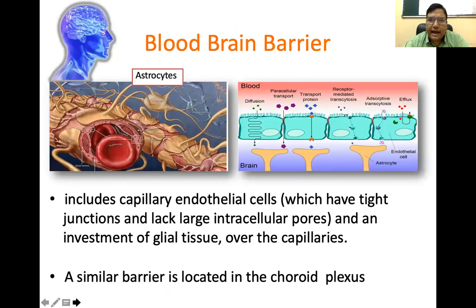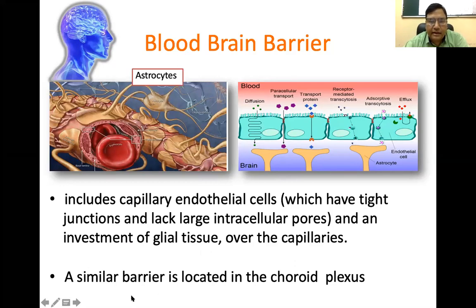I have talked about the blood-brain barrier. It is the astrocytes which lay a layer around the endothelium. The endothelium also has tight junctions. So the blood-brain barrier comprises capillary endothelial cells which have tight junctions and lack large intracellular pores, with an investment of glial tissue over the capillaries. So this makes these capillaries leak proof.